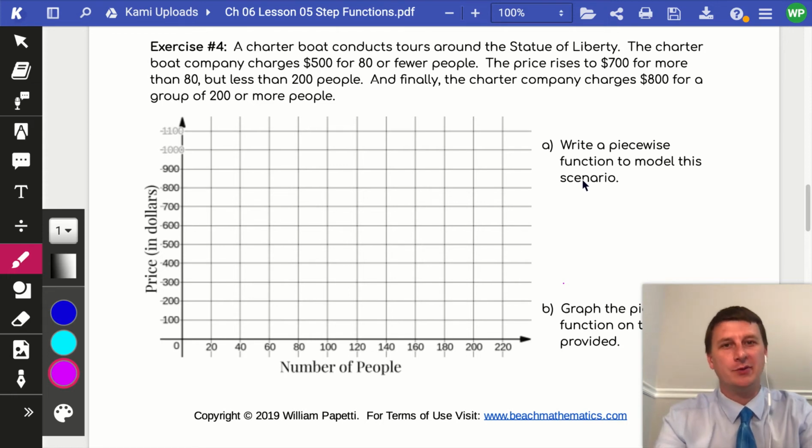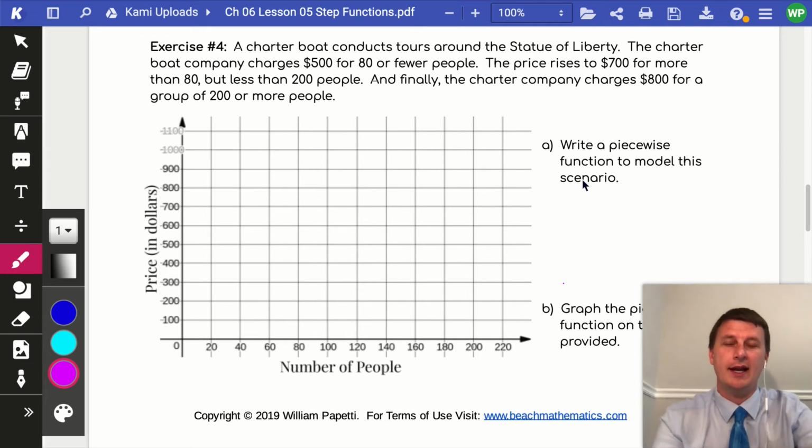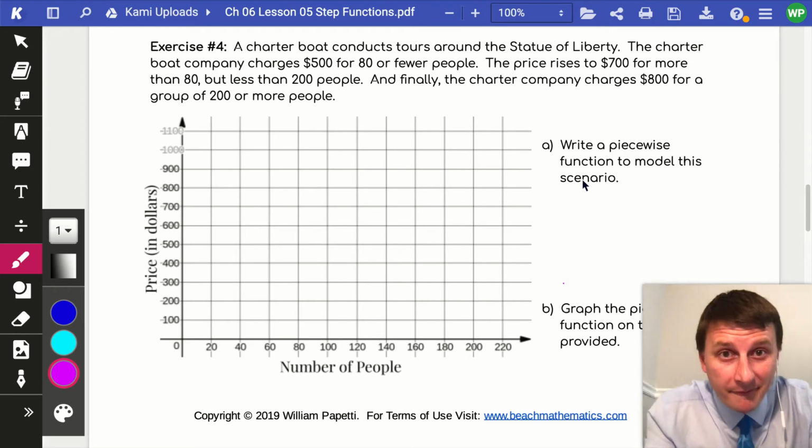And in this video, we're going to be taking a look at exercise number 4, which deals with step functions, not steep functions. They're not steep at all, actually, because they all have a horizontal slope of 0. So now we're going to be dealing with step functions.